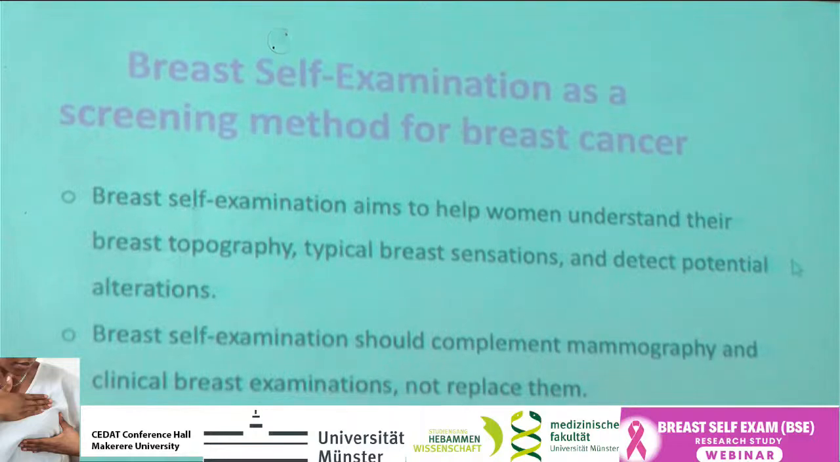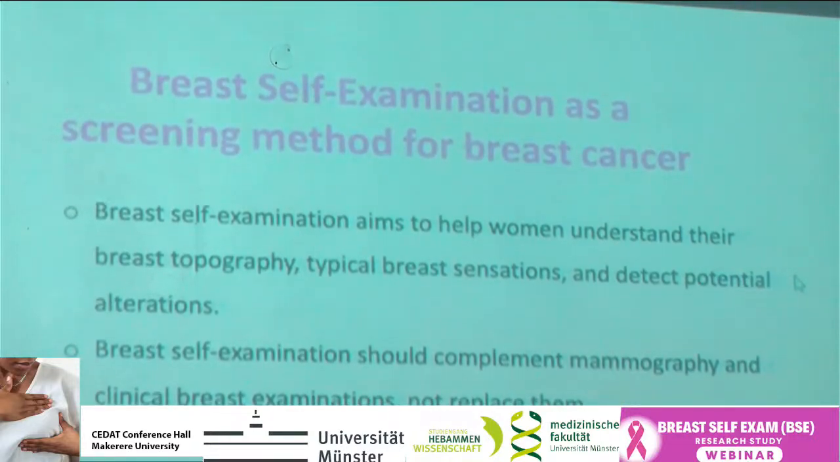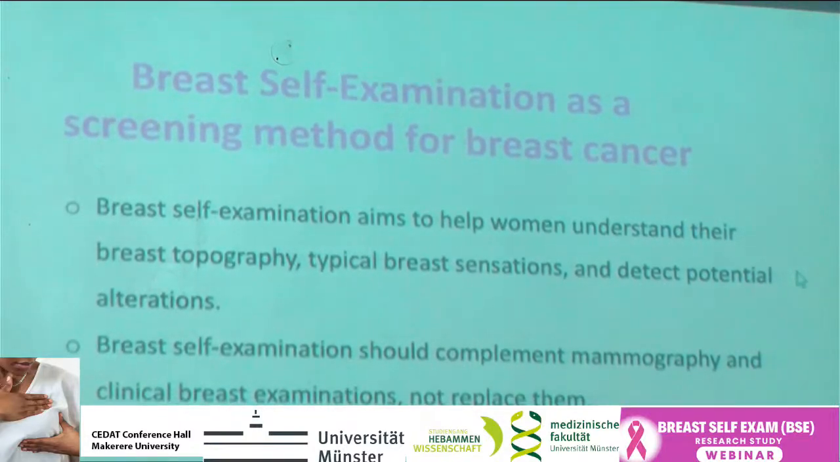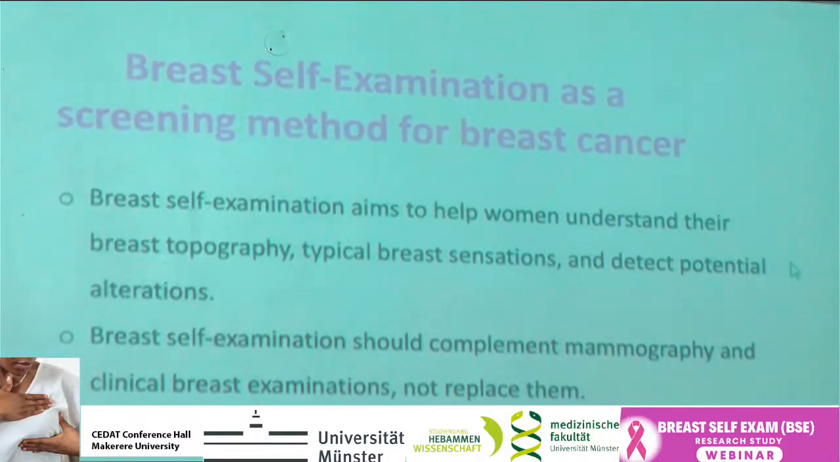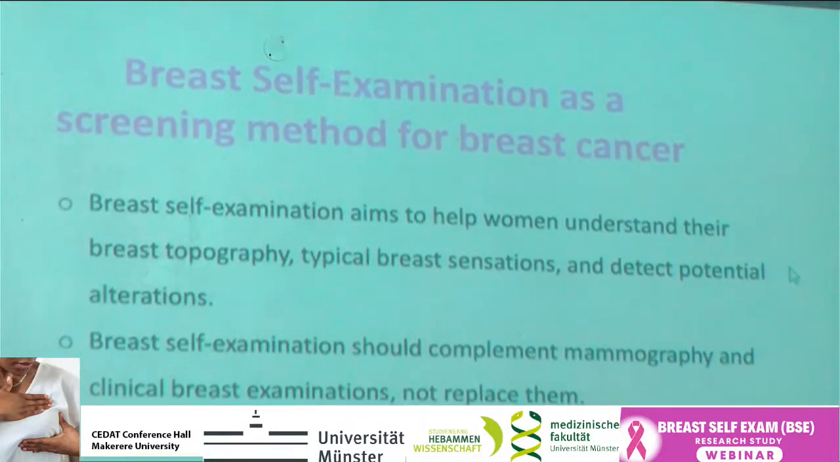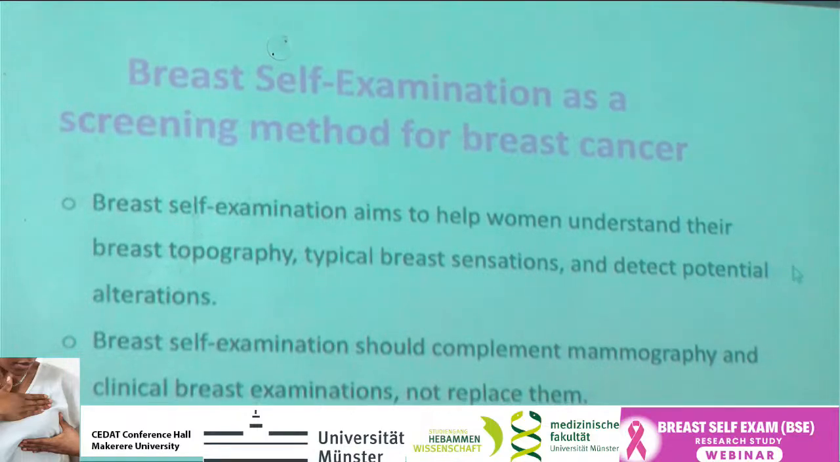And clinical breast examination is also very necessary, whereby a woman has to visit a healthcare provider to have the examination performed. Clinical breast examinations also include ultrasound scans or biopsies or other methods that intend to detect or screen for breast cancer.